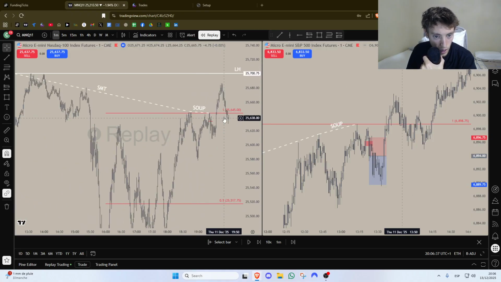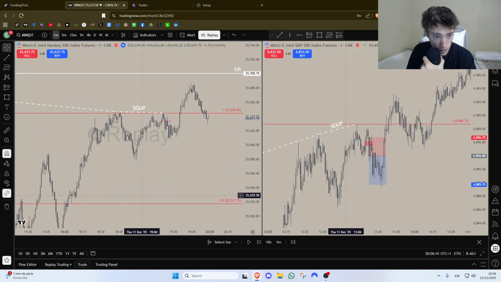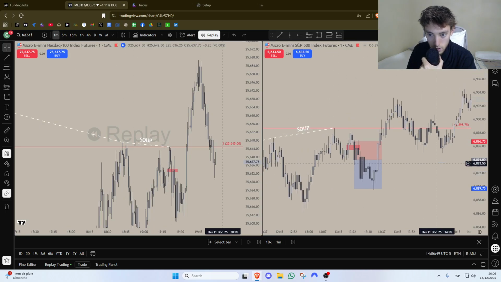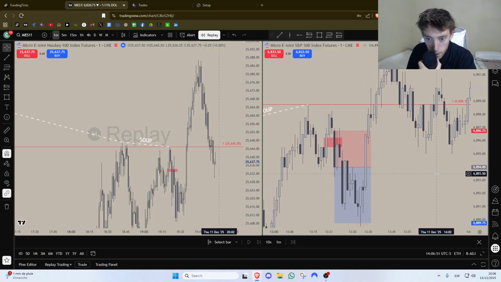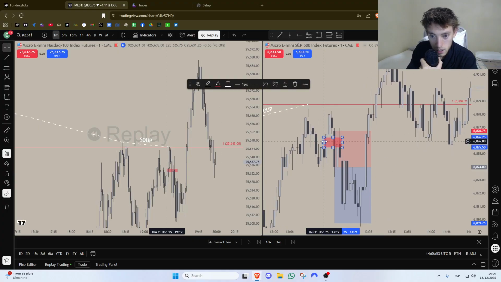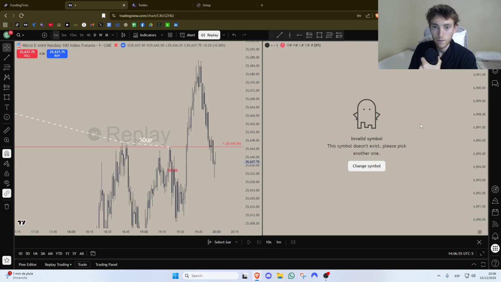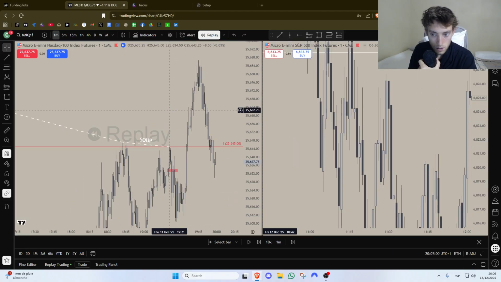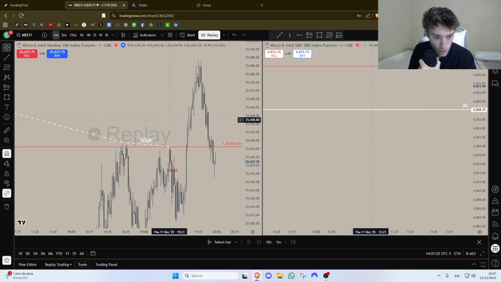So this SMT went hella down. It didn't rebalance. Came back up, swept lower than this high, higher than this high. There's the SMT. And then this was not the break. So then the break of structure.